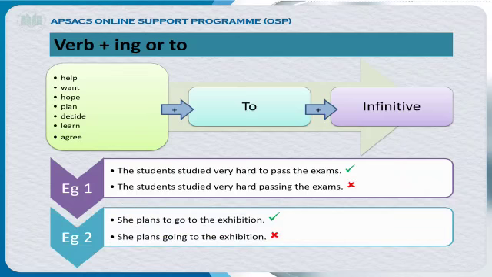Another example would be, she plans to go to the exhibition. This is the correct one. We will not say that she plans going to the exhibition. This will be incorrect.